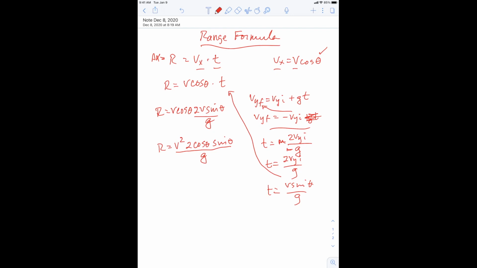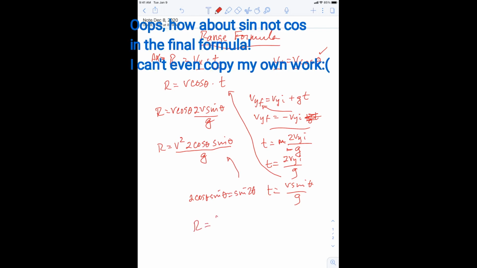Now, there's one other little thing we can do to simplify this. I don't know if anybody remembers any trigonometry. Double angle identity, 2 cos theta sine theta equals sine 2 theta. So I could substitute that up as well and end up with an even more simplified equation, which, if you knew theta from the slow motion video that you made, and you knew the range, would allow you to find the velocity of your catapult.